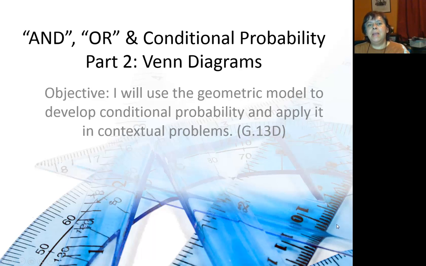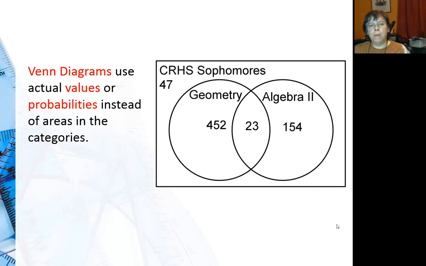Now we're going to use Venn diagrams as a kind of model similar to geometric probability. It's similar in the sense that you can see the things that overlap and how big things are, but it doesn't really mean, for example, that this geometry circle has clearly more students, more sophomores, than the Algebra 2 circle. It's just showing you the values in it so you can group them and separate them. So it shows actual values, and you will see Venn diagrams that have probabilities instead.